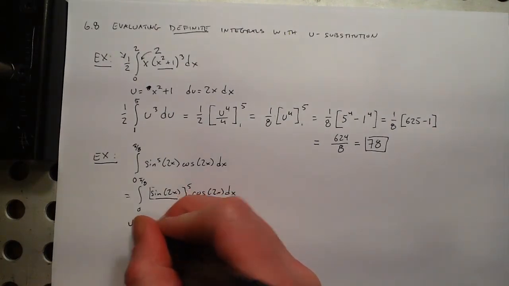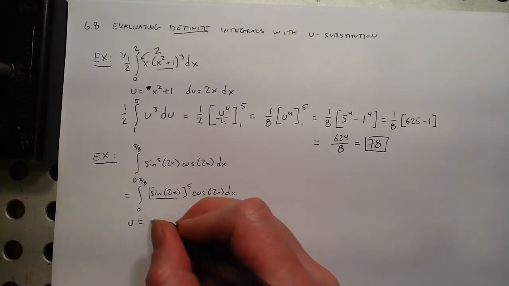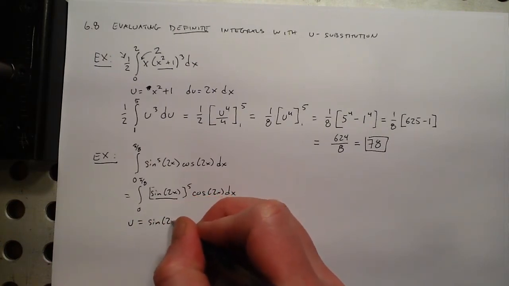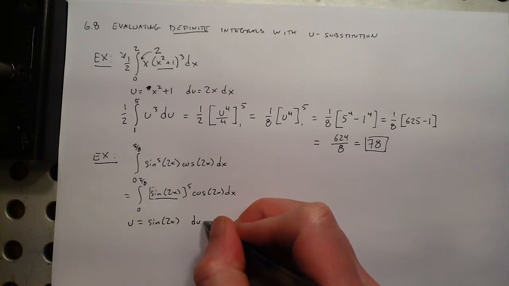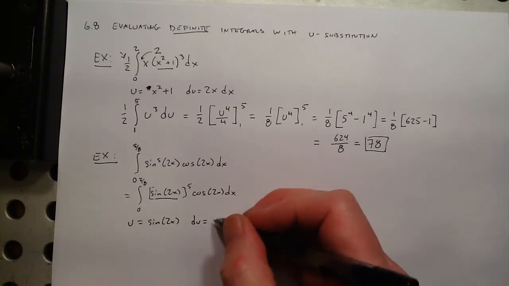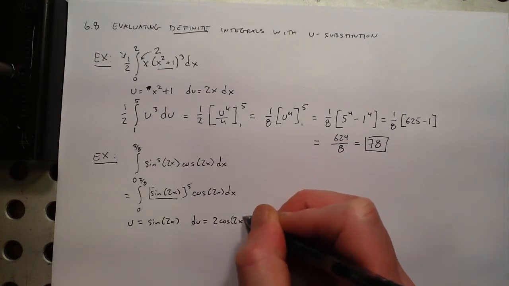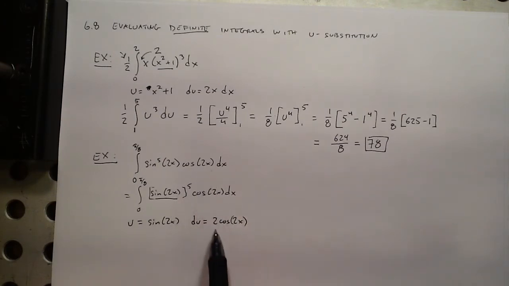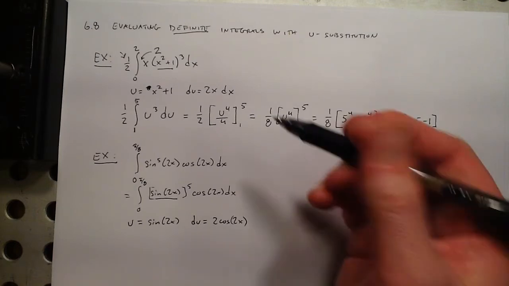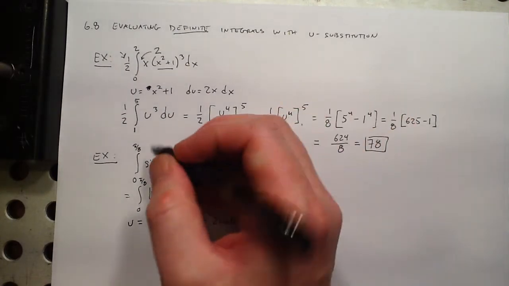So u is equal to sine of 2x. du is equal to 2 cosine of 2x, and that is the cosine of 2x that we need. Right? That 2 popped out because of the chain rule. Okay? Now, I need a 2.